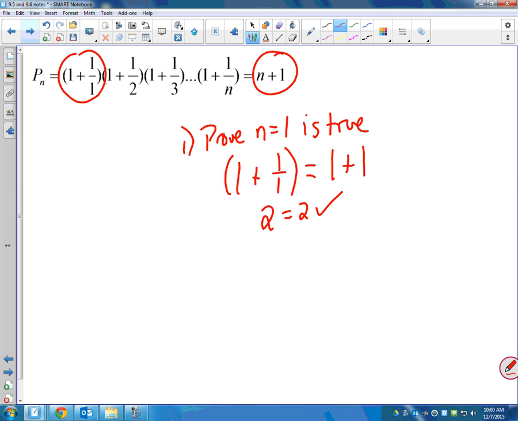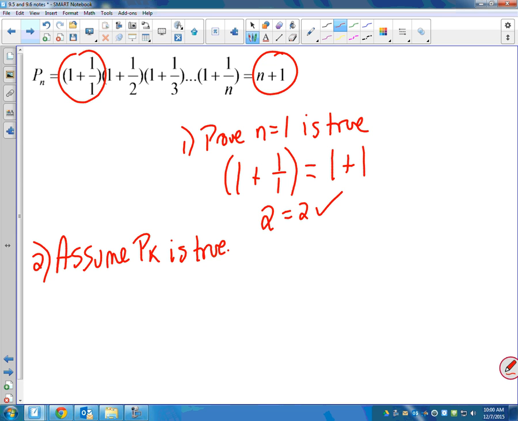Step 2. Every time, assume P sub k is true. And yes, you need to write that. And I know that people think it's silly, but it's important. If you don't assume that P sub k is true, then you can't prove k plus 1.